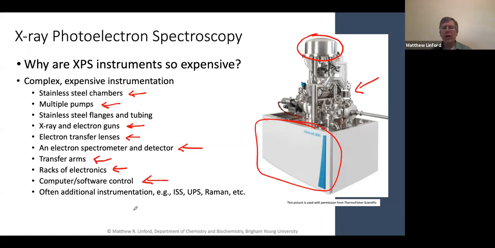And not only that, it's very common to either couple an XPS to other instruments or to actually bolt other instruments onto it, such as ion scattering spectroscopy, ultraviolet photoelectron spectroscopy, Raman, et cetera. So one of the trends in XPS is to include other techniques on an XPS, but of course that adds to the expense and the complexity of the instrument as well. So there's a lot here in an XPS. And I do want to emphasize that this may seem a little bit daunting, to see this much instrumentation, this much hardware, but with this complexity comes a great deal of power. I tried to emphasize some of the really cool things that XPS can do, and I should emphasize that there's even more that you can get out of the technique.